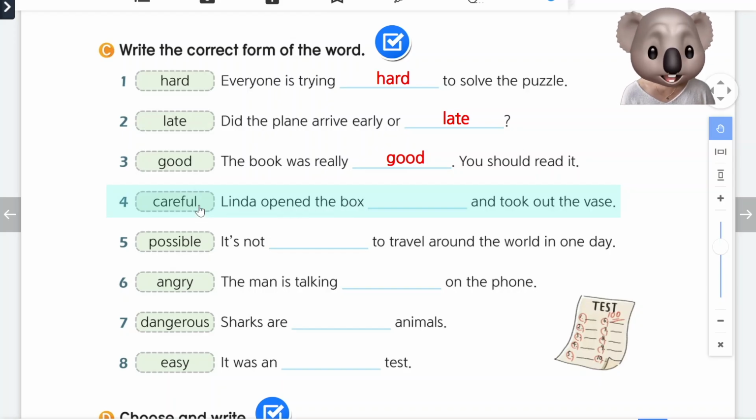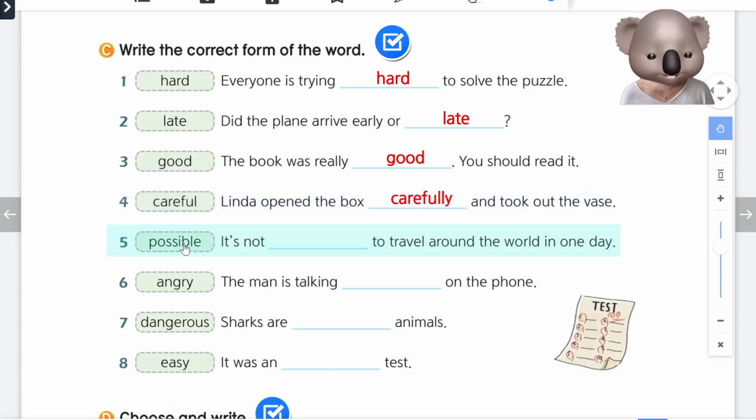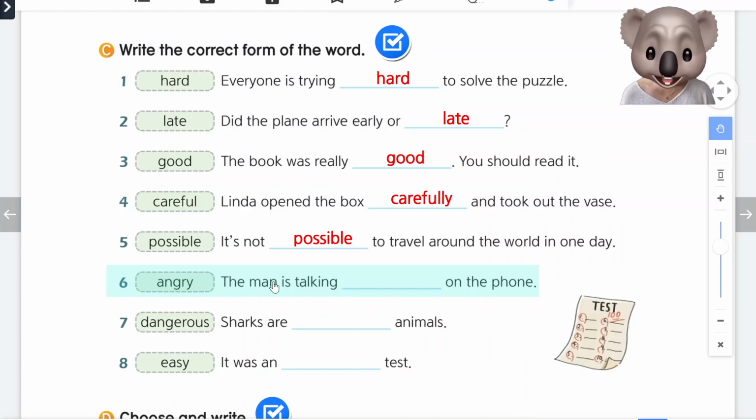그러면 여기에서는 ly 붙여야 돼. Linda opened the box carefully and took out the vase. Number 5, possible, 가능하다. It's not possible to travel around the world in one day. Number 6, angry. The man is talking on the phone. 화나게. 그러면 Y to IL Y로 바꿔야 돼요.